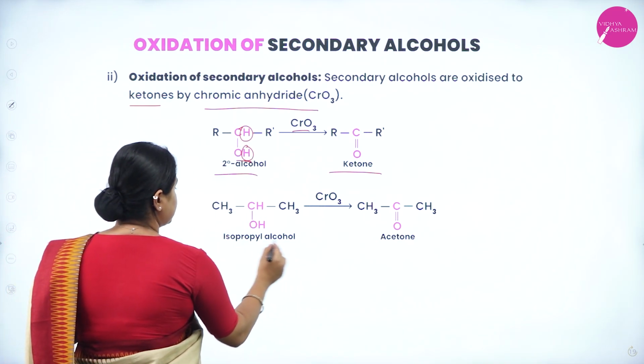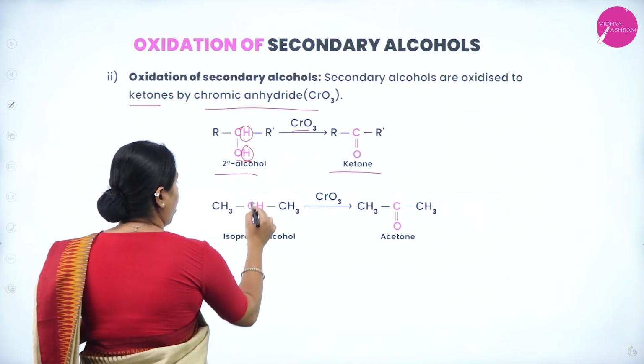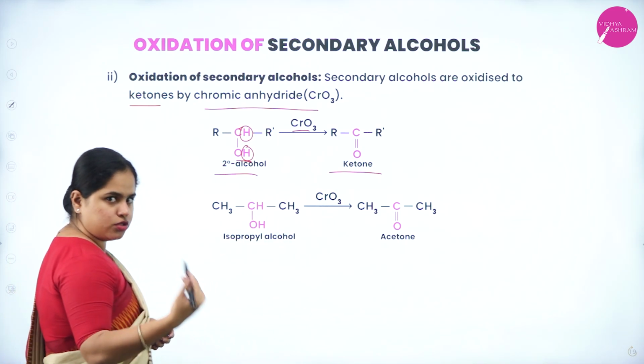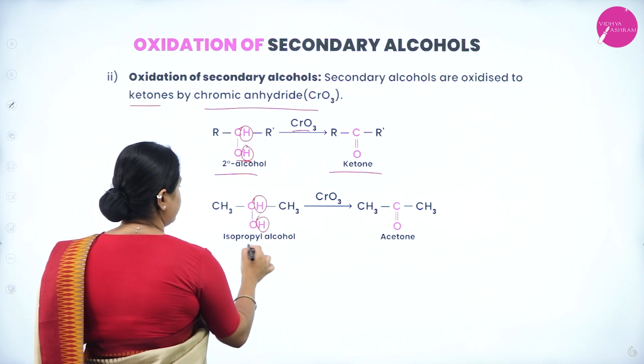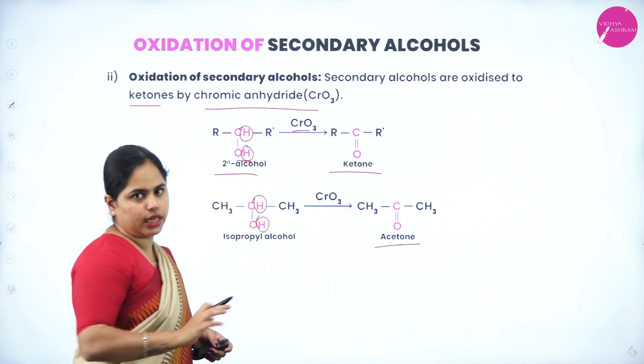So you have another example here, isopropyl alcohol. Again, oxidation is taking place, right? CrO3 is also an oxidizing agent. So these two hydrogens will be removed. You get acetone here, which is again a ketone, right?